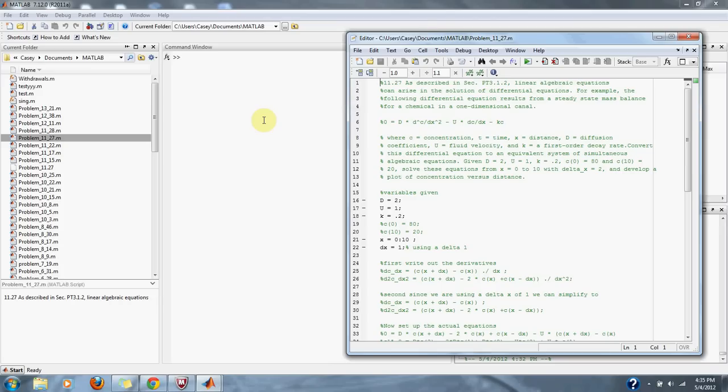Convert this differential equation to an equivalent system of simultaneous algebraic equations, given D equals 2, U equals 1, k equals 0.2, c at 0 equals 80, and c at 10 equals 20. Solve these equations from x equals 0 to 10 with delta x equal to 2. Develop a plot of a concentration versus distance graph.